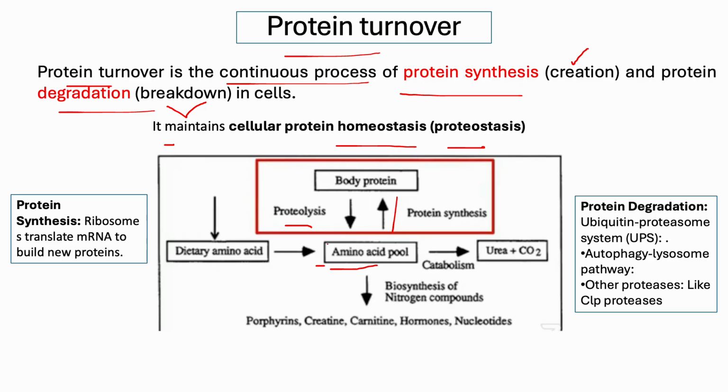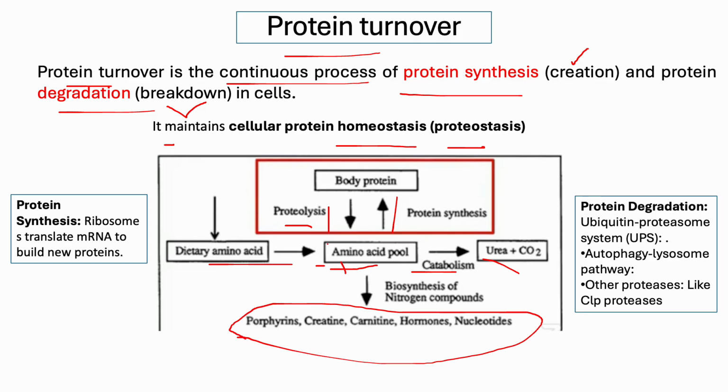How does this amino acid pool come? From the dietary amino acid or from the proteolysis of the protein, and then amino acid catabolism occurs and forms urea and carbon dioxide. This is another story. And then biosynthesis of nitrogen compounds: from this amino acid pool, some other biosynthesis of nitrogen compounds occurs. This is another story.